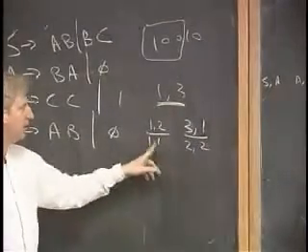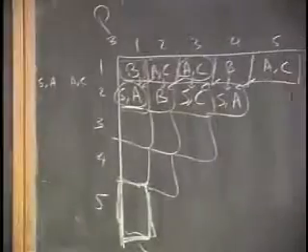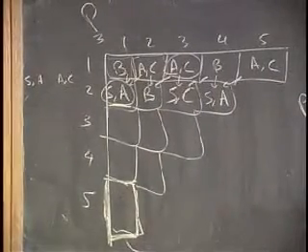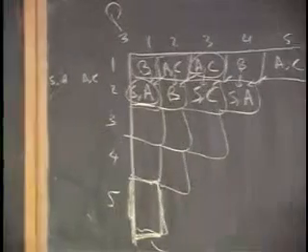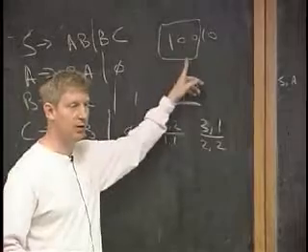Let's go down to this possibility. 1, 1, and 2, 2. No BB. So there is no way to generate this string. Not one capital letter in this grammar generates the string 1, 0, 0.